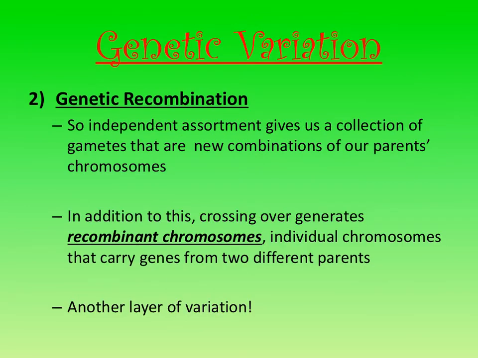Second layer is the one you already know about, and that's genetic recombination. Right? Independent assortment gives us a collection of gametes that are new combinations of our parents' chromosomes based on how they lined up during metaphase. But also during prophase 1, don't forget that crossing over occurred. Crossing over occurred to generate these recombinant chromosomes that have never been seen before. Right? A new mixture of your parents' DNA that was not together before on a given chromosome.